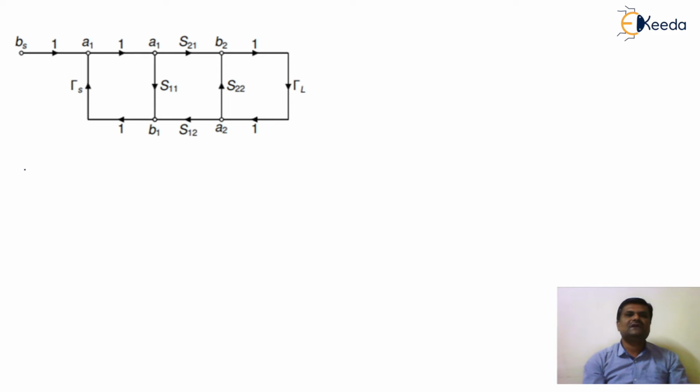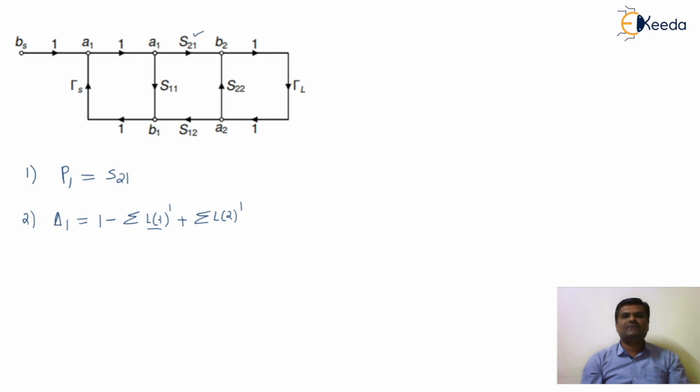First, we'll calculate P1. The number of forward paths is only one. The gain of the forward path is S21. Here P1 equal to S21. Second, delta 1 equal to 1 minus summation L11 plus summation L21.